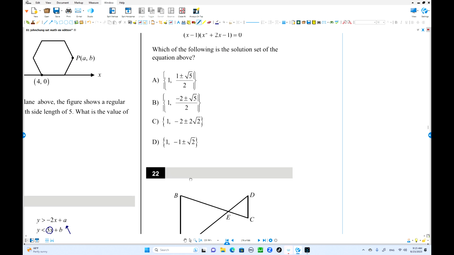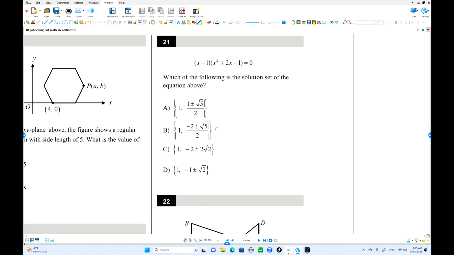All right, number 21. So we have a polynomial equation. It's already in factored form. So we have a solution over here. X equals 1 is a solution, definitely. The second factor is not factorable, okay? So we have to use the quadratic formula.